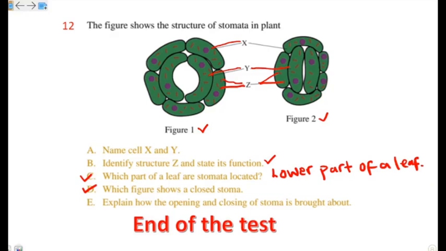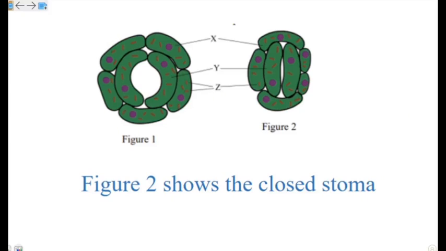We now come to question D right here. Which figure shows a closed stomata? So we have two figures here, figure 1 and figure 2. They want us to identify which of these two figures shows the closed stomata. So the figure that is going to show the closed stomata is going to be figure 2. So we have said figure 2 shows the closed stomata.